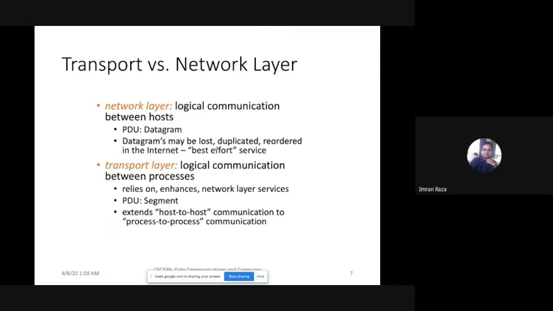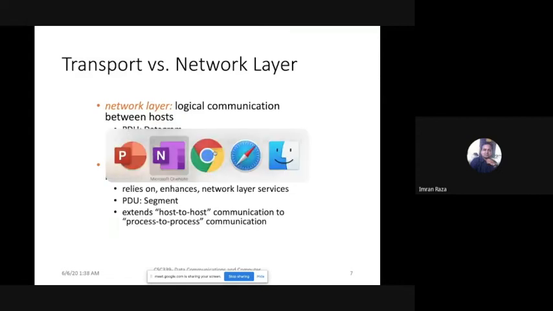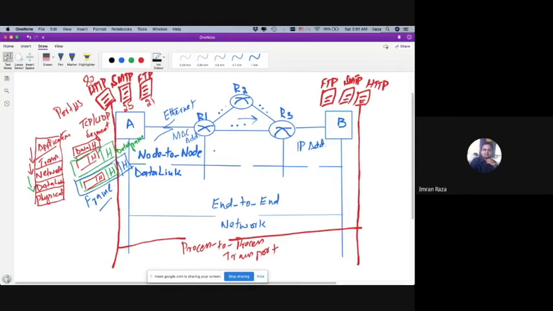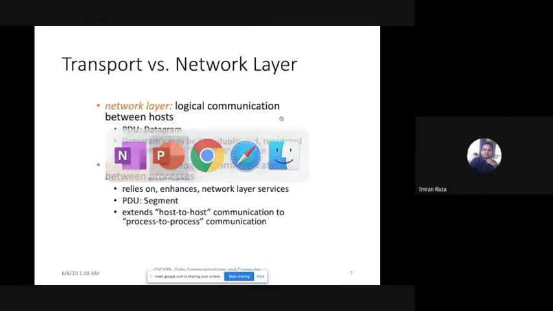Whereas if we talk about the transport layer, it gives us logical communication between the processes. By saying logical communication, we have already covered that irrespective of the links in between, it provides communication between the processes of the sender end and the destination machine.